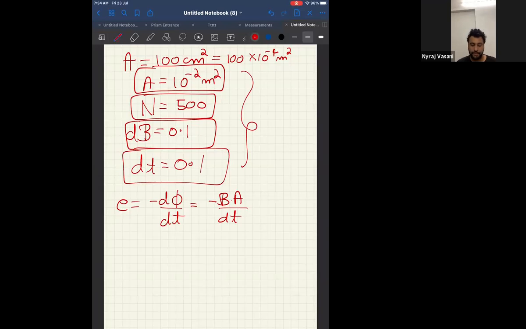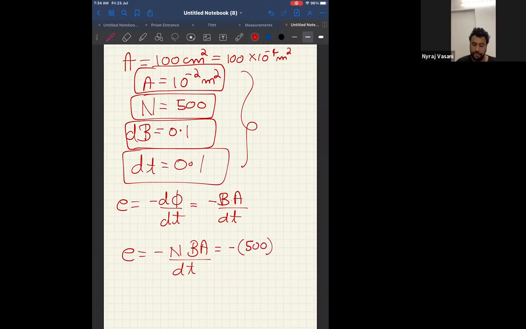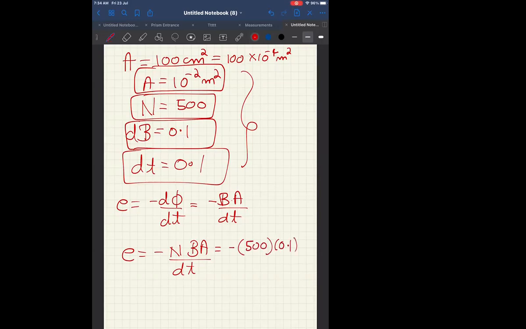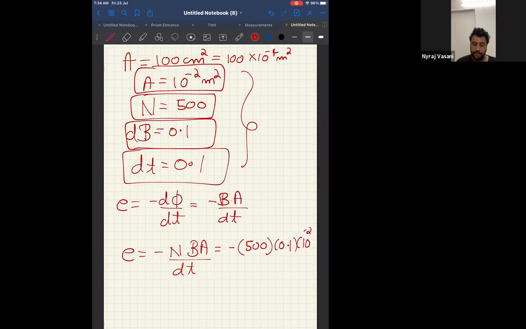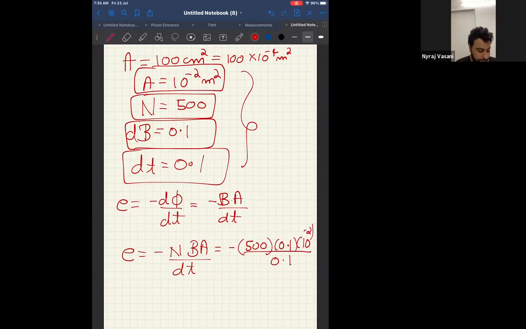Now, please look at the screen. Since n number of turns are given, where is it given? Since n number of turns are given, can I write E is equal to minus NBA by dt, because it is into n number of turns. So now tell me, what is the value of N that is given? 500. N is 500. What is B? 0.1. What is A? 10 power minus 2. Upon what is time? 0.1. Correct?